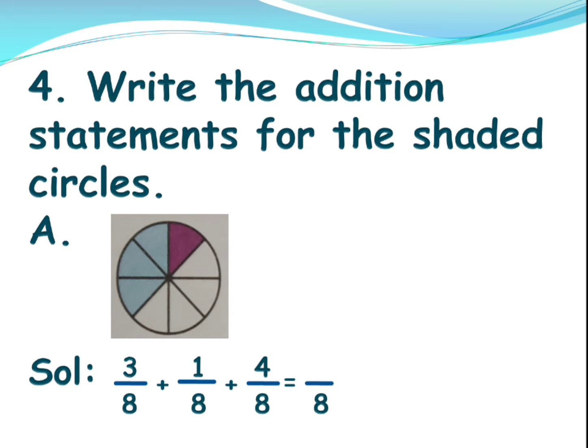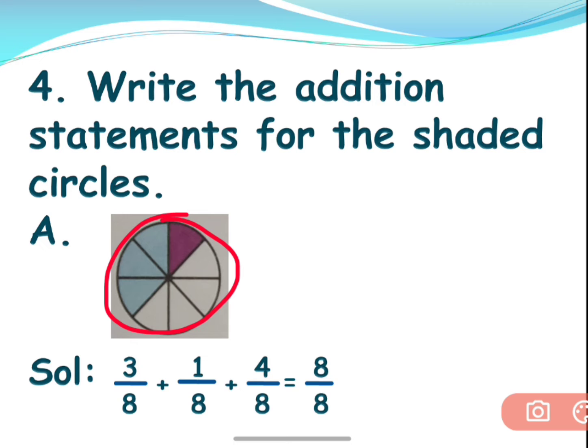Now what is the numerator? 3 plus 1 will be 4. And 4 plus 4 will be 8. Isn't it? So 8 by 8, the same numerator and denominator, means 1 whole. That means we have written the whole of this circle, which is 8 by 8. So in this way you need to write the addition statements for the shaded circles.